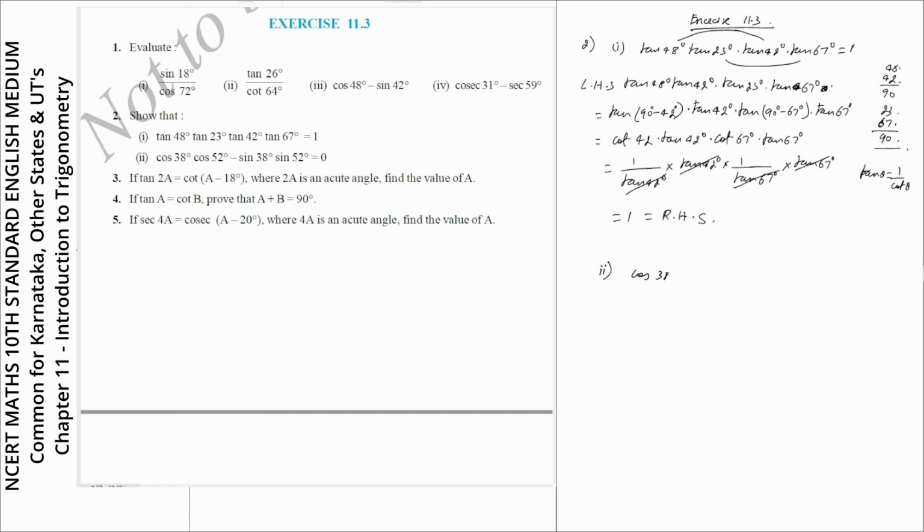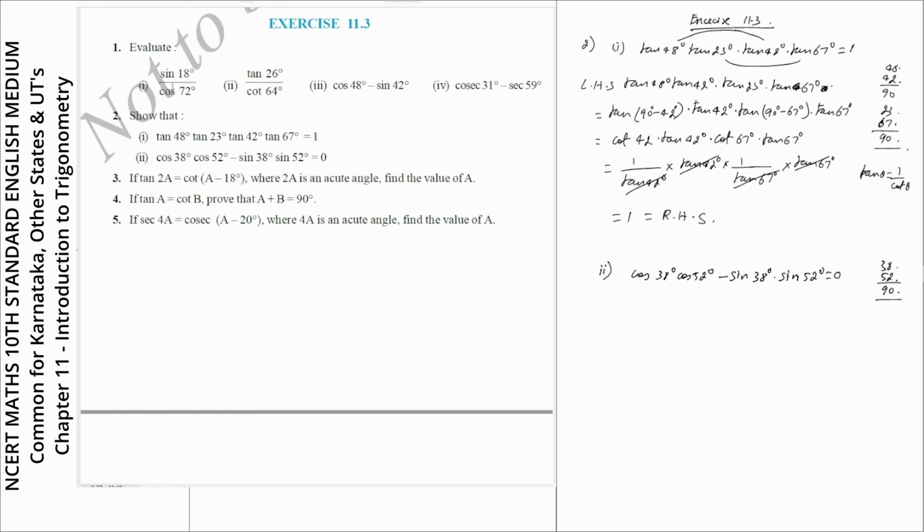Second sub question: cos 38 degree into cos 52 degree minus sin of 38 degree into sin of 52 degree is equal to 0. Now here you can see that 38 plus 52 is equal to 90.